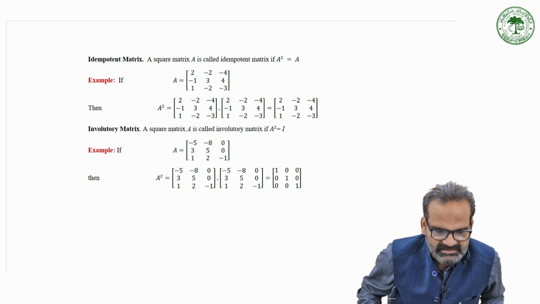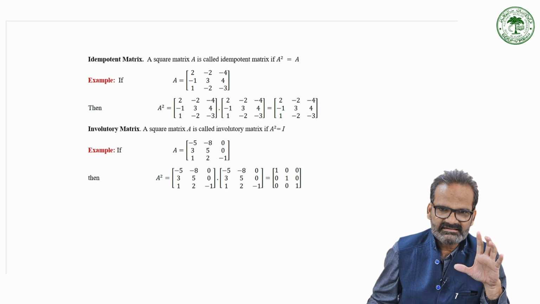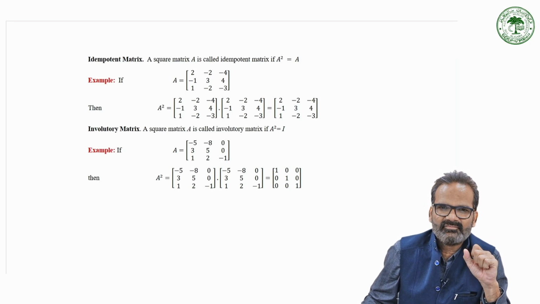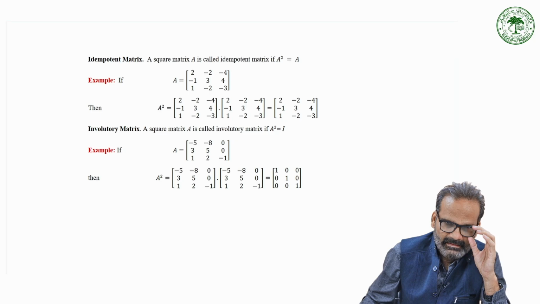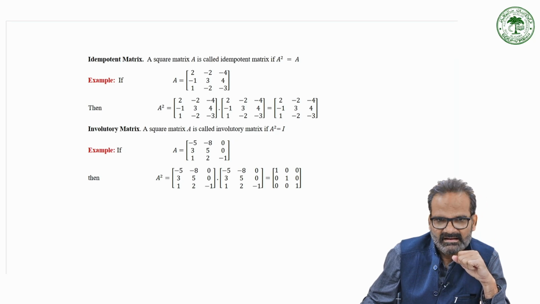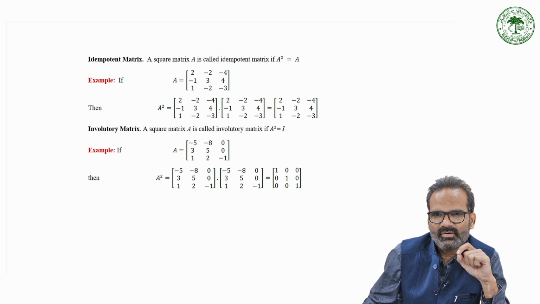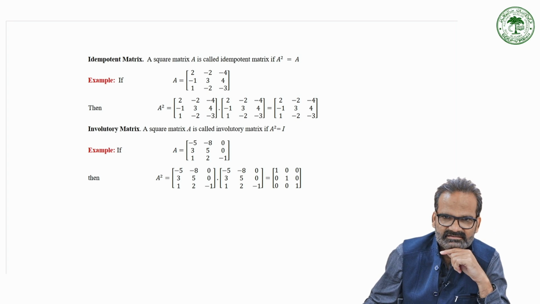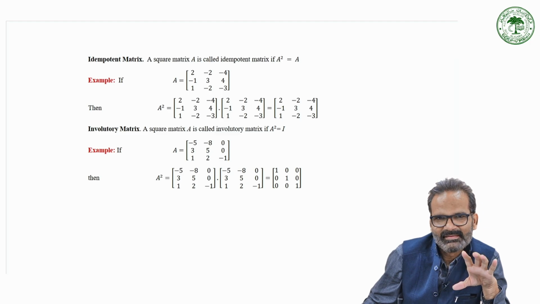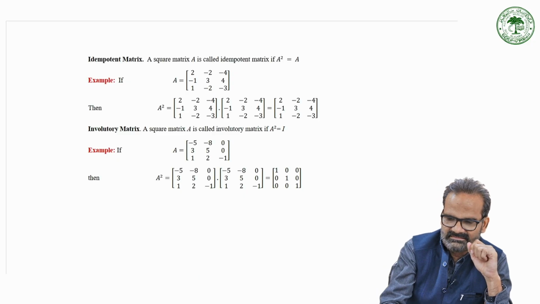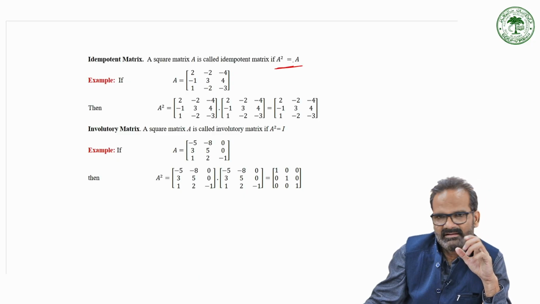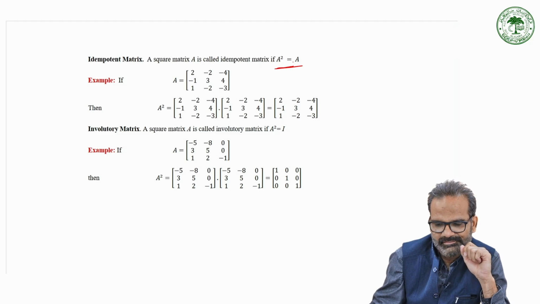After that, let us look at two basic matrices which are considered important. One is the idempotent matrix and the other is the involutory matrix. A square matrix A is called idempotent if A square equals A. For any square matrix, if we multiply A with A to get its square, and A square is the matrix A itself, that is, this condition is satisfied, then the matrix A is called idempotent.